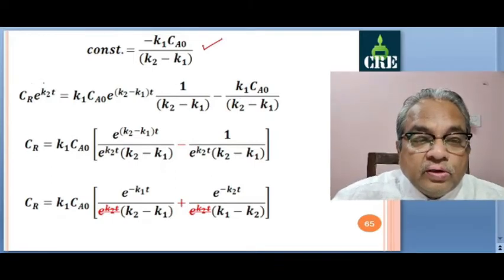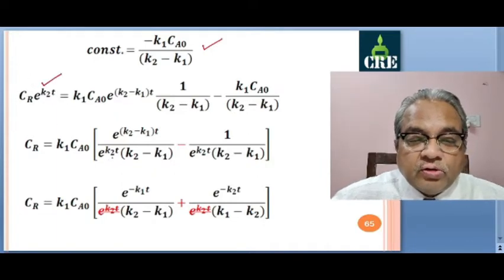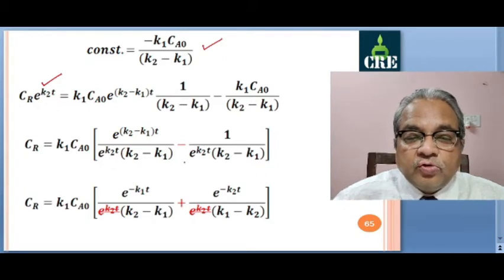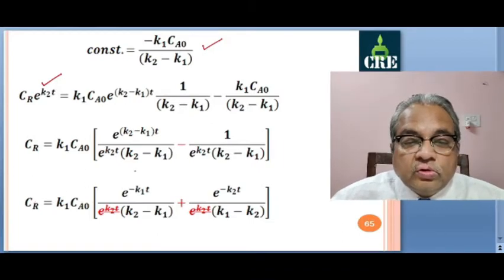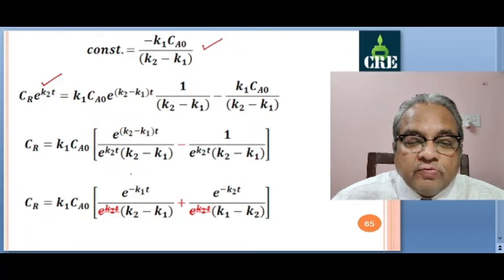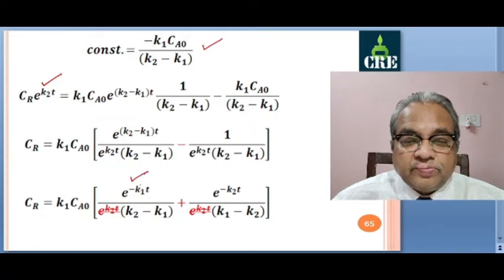So we have here e raised to K2t. This I am taking in the denominator on this side. So in both the terms in the denominator, e raised to K2t, here e raised to K2t. So CR is K1 CA0 e raised to K2t, e raised to K2t, this cancels out and we are left with only e raised to minus K1t divided by K2 minus K1.